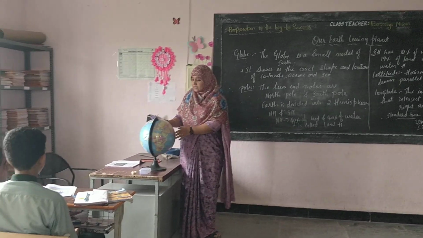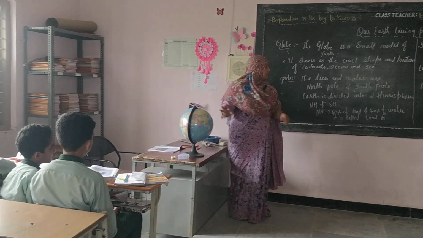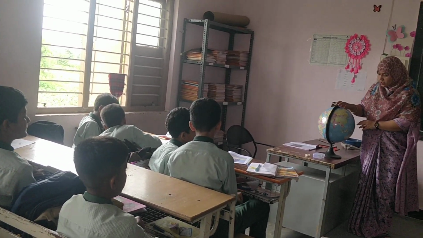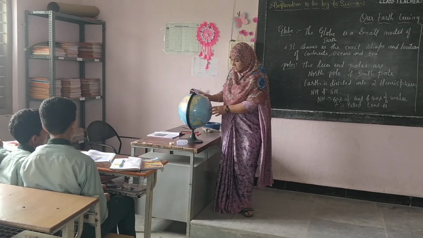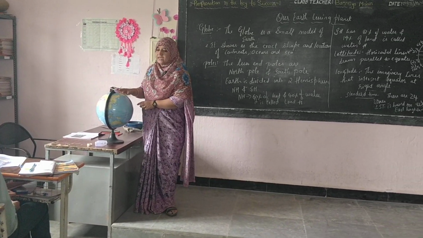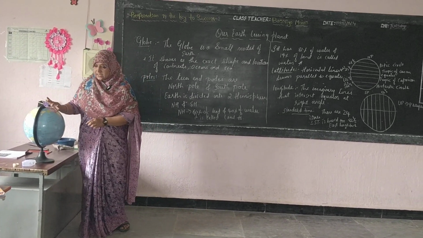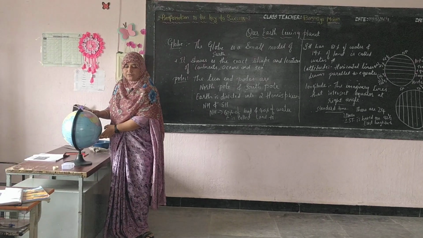Longitudes. This globe is useful for that. In this globe there are two poles. How many poles? Two poles. The North Pole and this is the South Pole. Students, there are two parts on Earth. This is the Northern Hemisphere. This is the Southern Hemisphere.